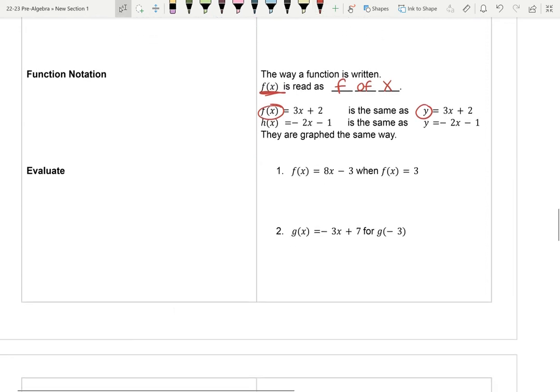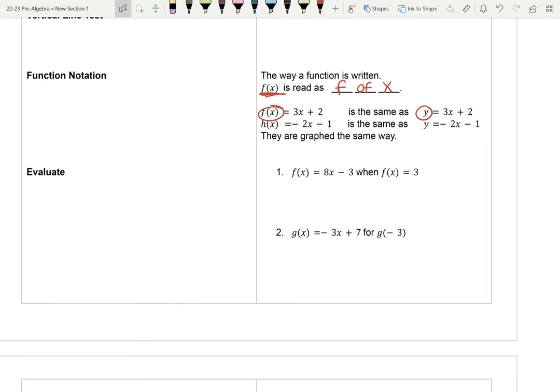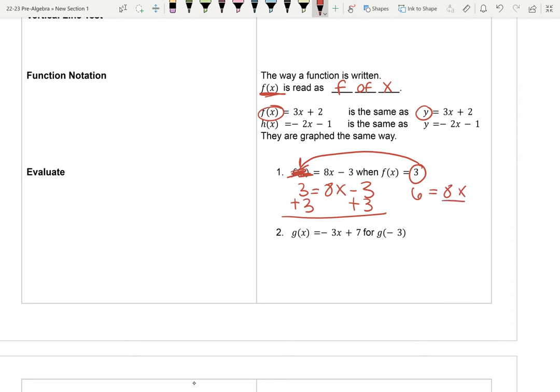Now, to evaluate these functions, there's 2 different ways. The first one is you're going to have f of x equals something, or maybe g of x, h of x, whatever it is. You're going to take this number, and it goes in the front, and this goes away. So this becomes 3 equals 8x minus 3. Then all you do is solve for x. So add 3 to both sides, and then I'm going to move this over here, 6 equals 8x. Divide by 8, so x is 6 over 8. And that would be my answer for that one.